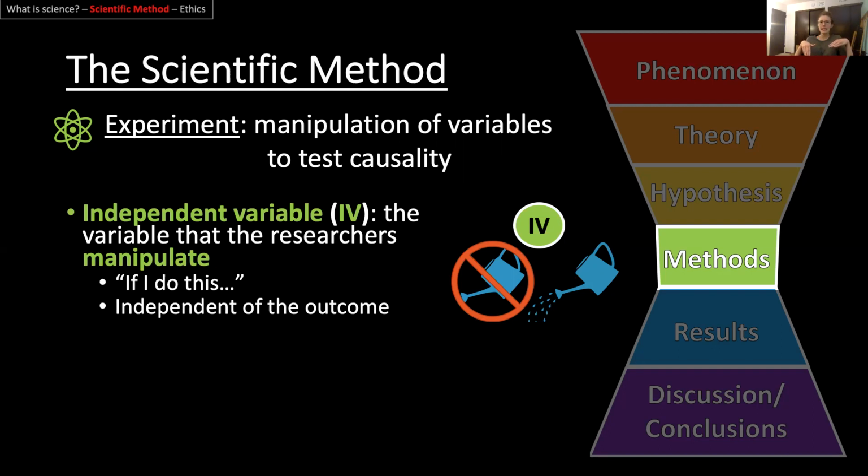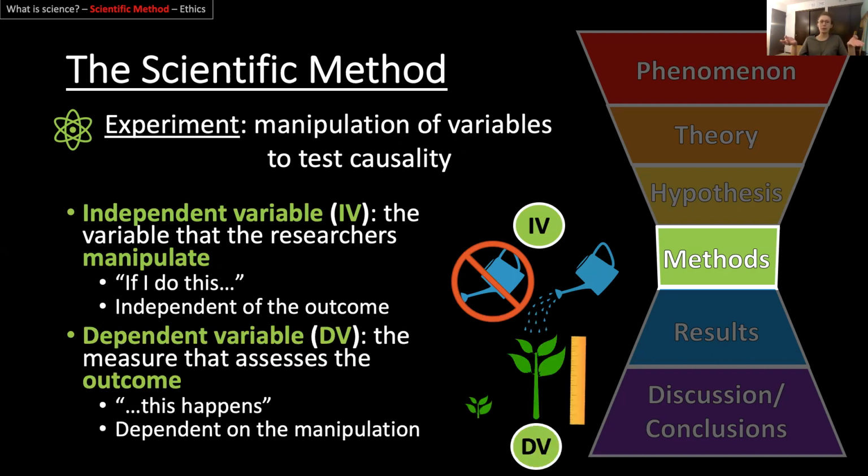So for instance, if I choose to not water something or water something, this is a behavior and action that I am imposing on the study. Whereas the dependent variable, or DV, is the measure that assesses the outcome of my choice. So what happens? It's dependent on your manipulation. So for instance, if I am not watering or watering two different plants, the dependent variable might be how tall those plants then grow. It's dependent on how much water they received.